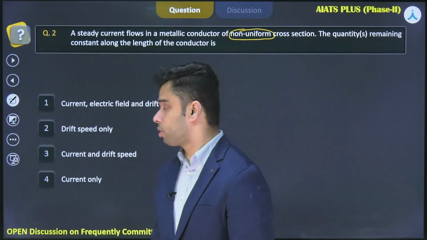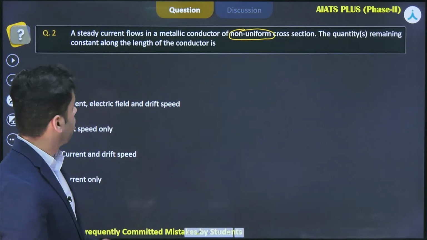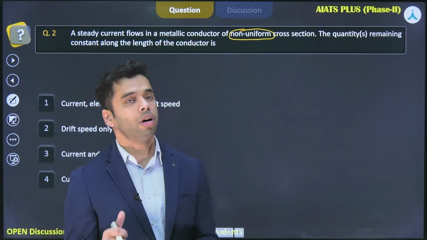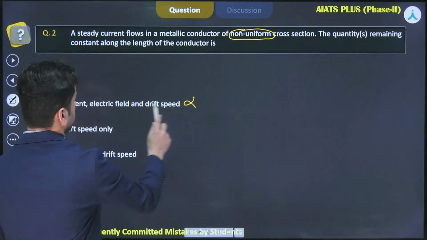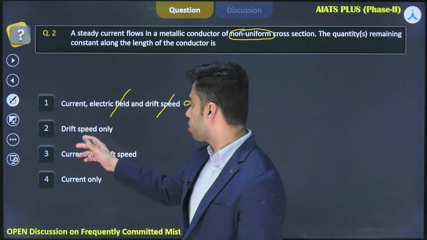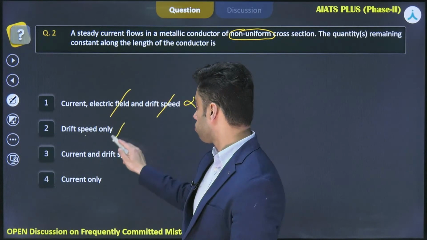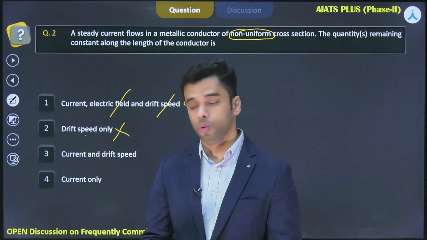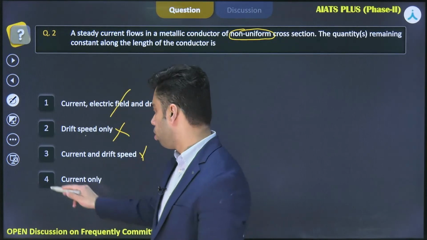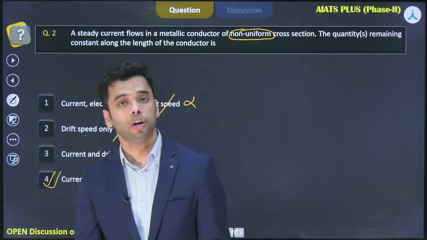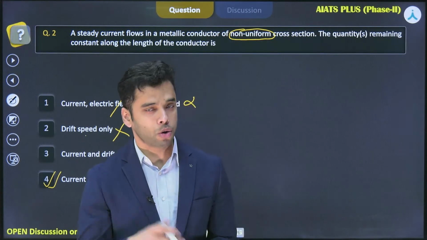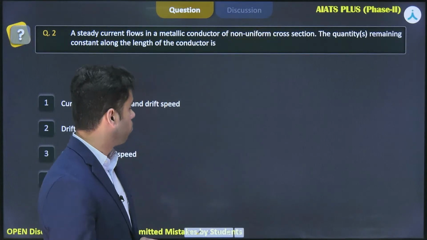Now let's have a look at the options. Option 1 says that current, electric field and drift speed, all three quantities, are going to remain constant. So this one is wrong. Drift speed is not going to remain constant, and the electric field obviously is not going to remain constant. Let's talk about the second part, drift speed only. No. Current and drift speed, no. Current only, yes. The current is the only quantity among all these which is going to remain constant. So yes, the correct answer to this is option 4, right? I hope you understood all the concepts that were involved in this problem.